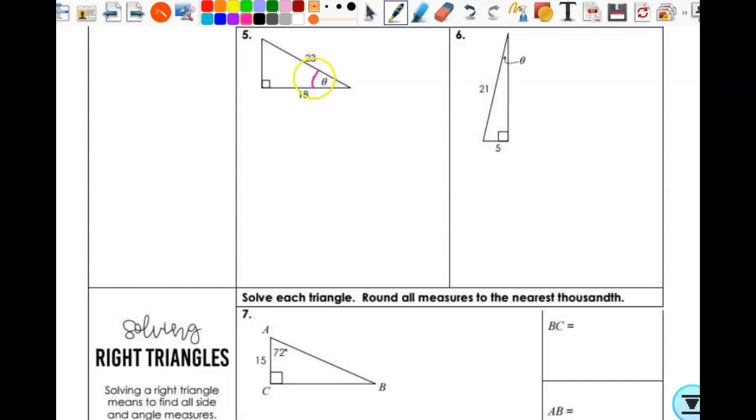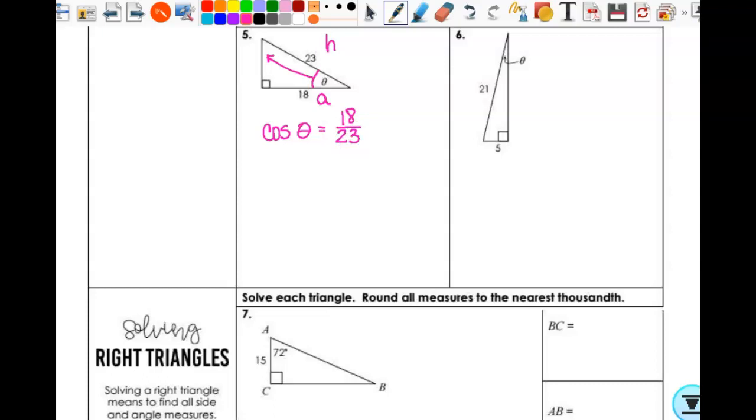I only have two to choose from. I know that this side is the opposite side. This is the hypotenuse. This is adjacent. So which trig function am I using? Cosine. Now remember, we always take the cosine of an angle, which is theta. So it's the cosine of theta that equals the adjacent, which is 18, over the hypotenuse, which is 23.